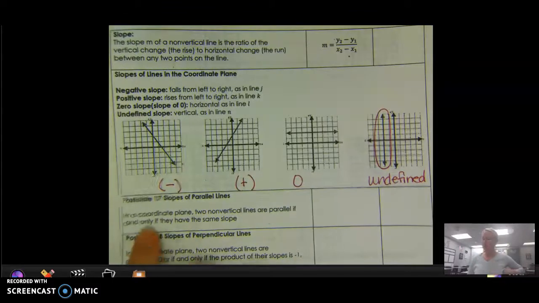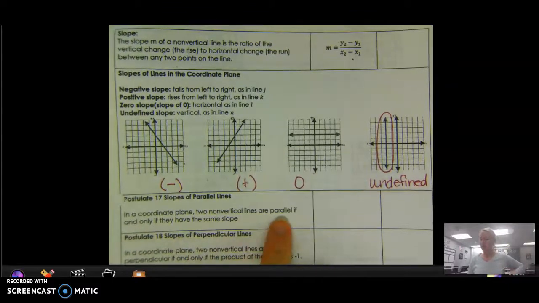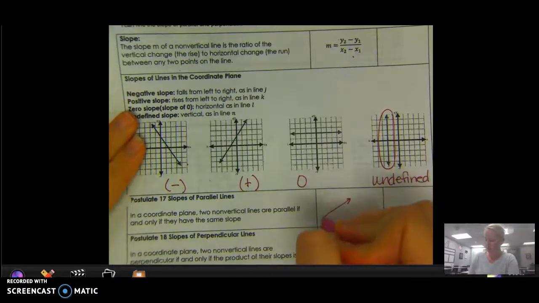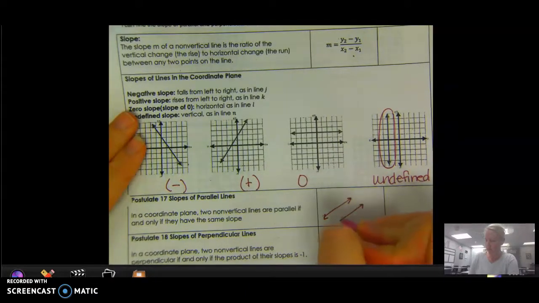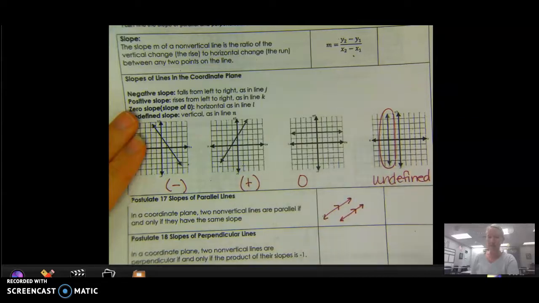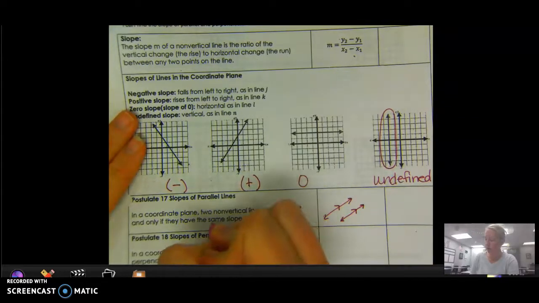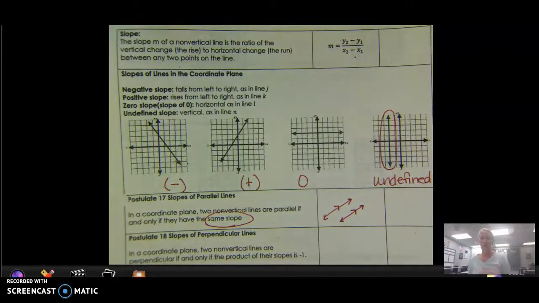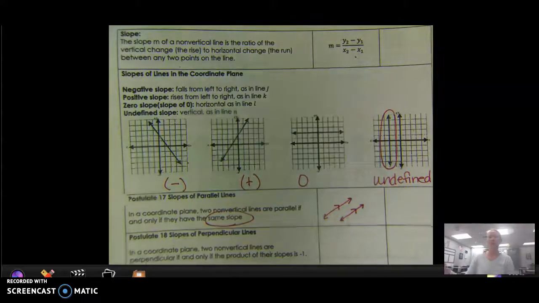Slopes of parallel lines. In a coordinate plane, two non-vertical lines are parallel if and only if they have the same slopes. So parallel lines, remember, here's one line, here's another line. We know that they're parallel if they have the symbol on them, or if we find their slope and they have the same exact slope. So they're both positive 6, or they're both negative 1/4.